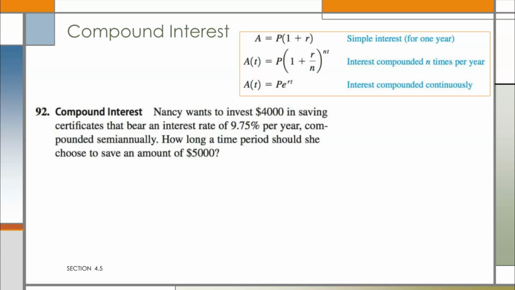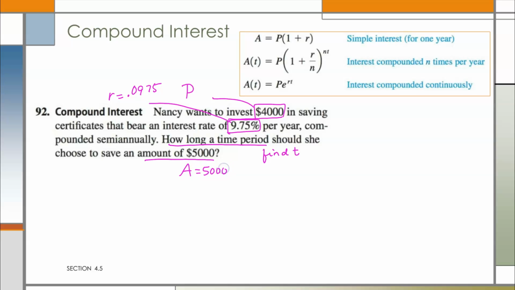Okay, so let's sort out some information. We want to invest $4,000, so there's our P. Interest rate, 9.75, so there's our R. Remember R, we always change from percent to decimal, 0.0975. How long a time period? So we're going to find t. If we need an amount of $5,000, so there's our A.